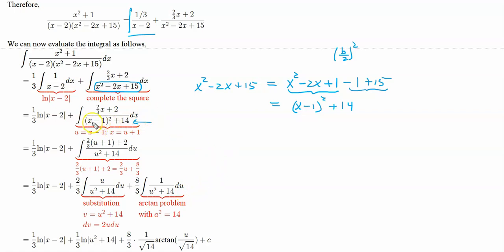Now what we're going to do is a substitution. Let u equal the x minus 1, because we would like this to be in the form 1 over u squared plus 14, because the integral of this we identify as an arctangent problem that we've seen before. So we let u equal x minus 1. That's what we have right here. The du is going to be dx, so nothing changes. We don't introduce any constants because of that.